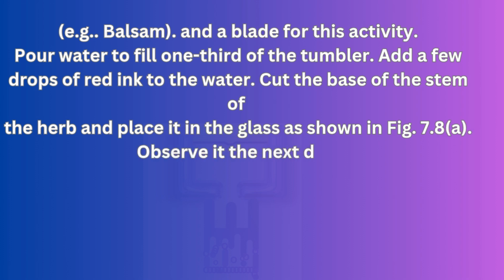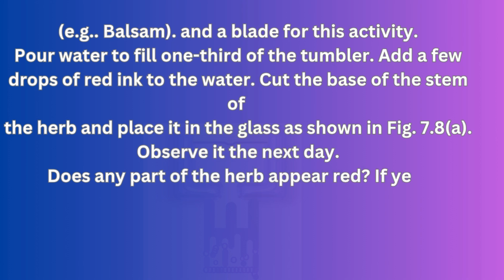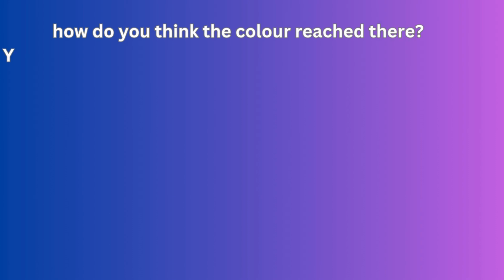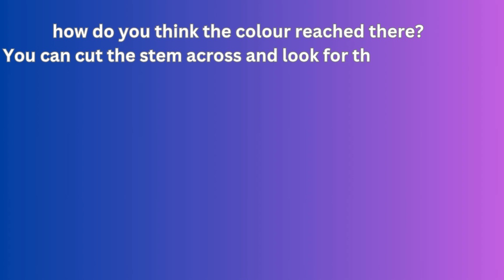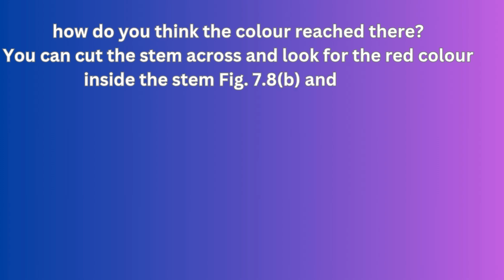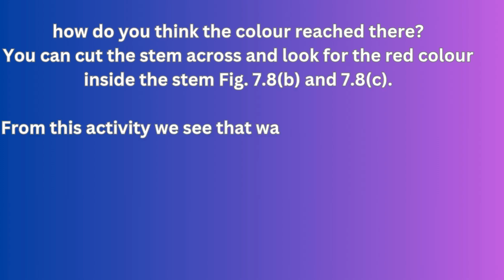Observe it the next day. Does any part of the herb appear red? If yes, how do you think the color reached there? You can cut the stem across and look for the red color inside the stem. Figure 7.8b and 7.8c. From this activity, we see that water moves up the stem.